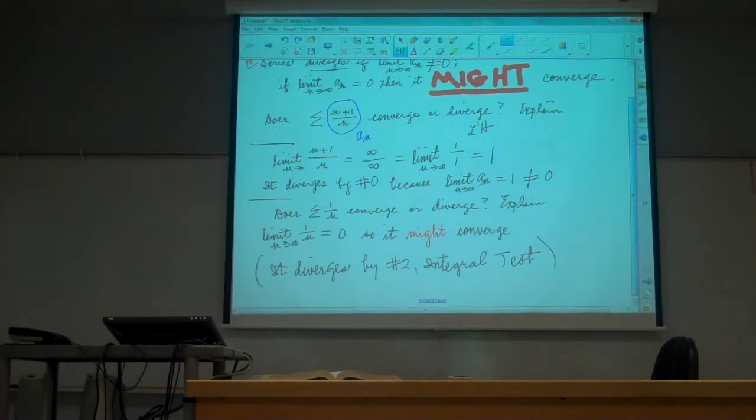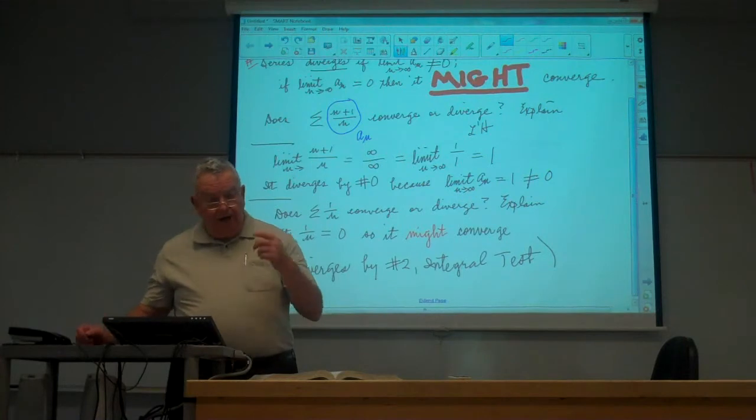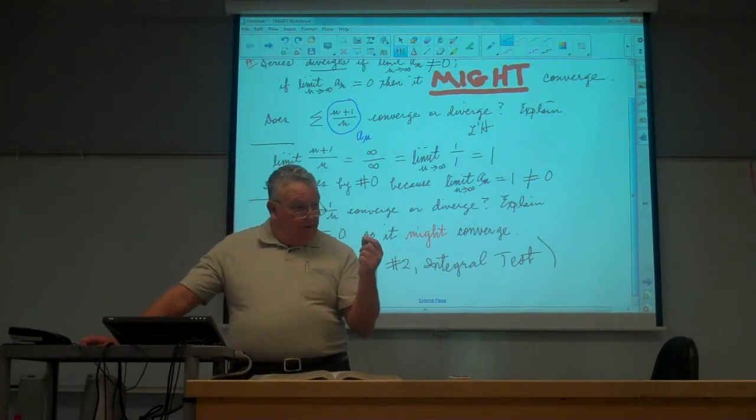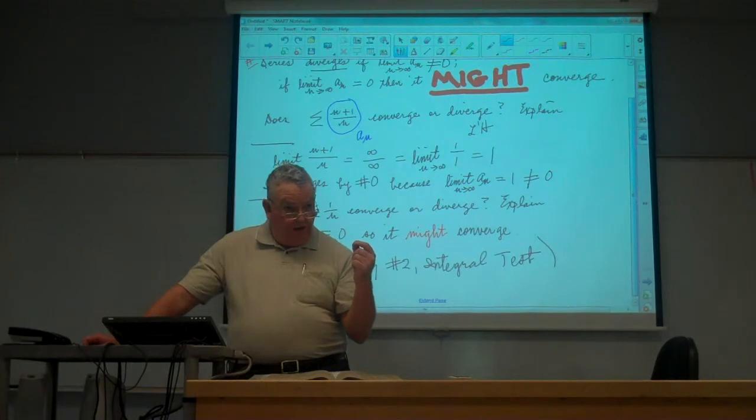So this is my counter example, right? Remember I said that just because it equals 0 doesn't mean that it converges? Here's one that equals 0. It even looks like it converges, doesn't it? But it doesn't. Questions? Okay. So now we've got number 0, which is not really a test for convergence at all, is it? But it sure does eliminate a whole bunch of things.